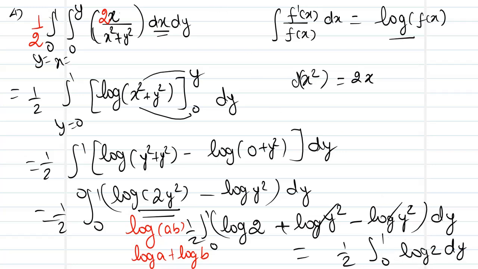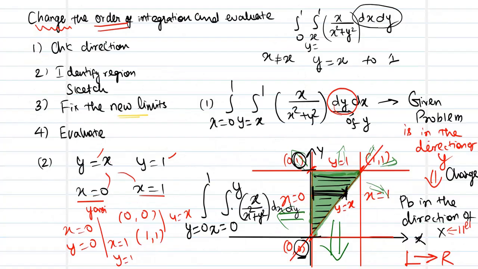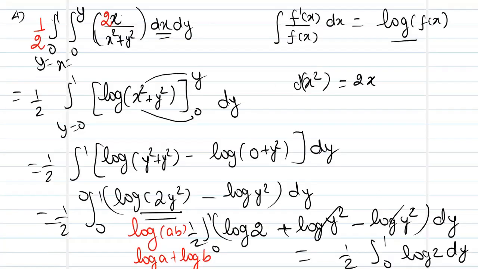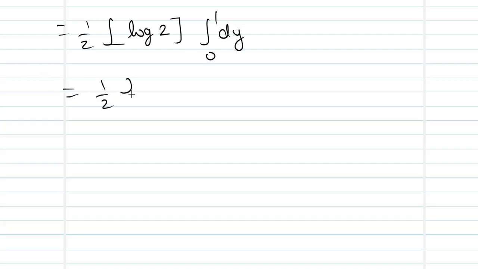So what happens now is you have half integral of log 2 to be integrated. Log 2 is a constant, so that can be taken outside. So you will have the integral from 0 to 1 of dy alone. So you have half log 2 y on integration. dy gives you y between 0 to 1. When you apply it, it is half log 2.